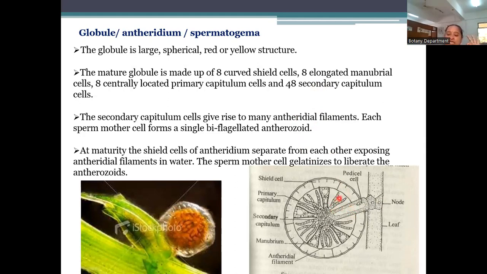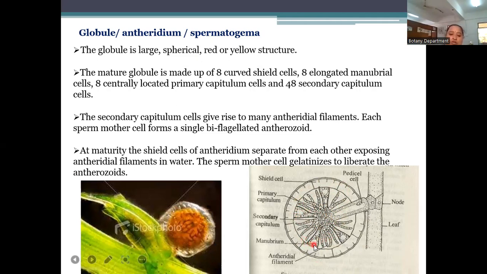The upper initial cell divides vertically twice to form an octant. Each cell of the octant undergoes periclinal division to form a series of 3 cells. What is the series of 3 cells? The outer cell is called the shield cell. The middle cell is called the manubrial cell. And the inner is the primary capitulum, which bifurcates into 2 cells, that is the secondary capitulum. And the antherozoidal, that is the spermatogenous filament or antheridial filament.